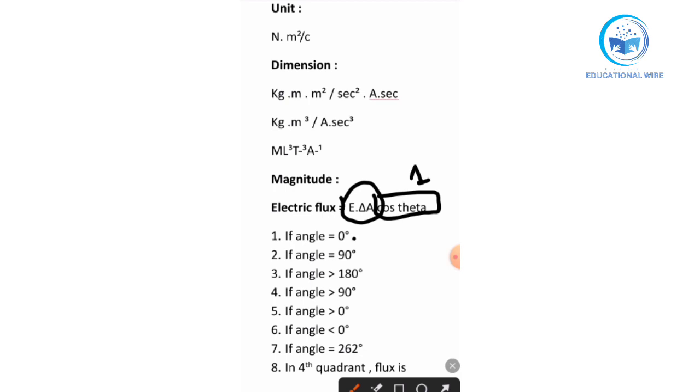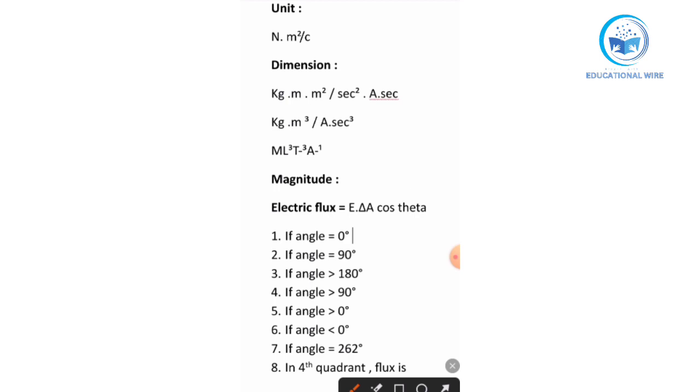So it means if the angle is equal to 0 degree, the electric flux will be maximum. But if the angle is equal to 90 degree, the electric flux is equal to 0, because cos 90 is equal to 0, and when multiplied with EA it will remain 0. So if the angle is equal to 90 degree, the flux will be minimum. Maximum at 0, minimum at 90 degree.